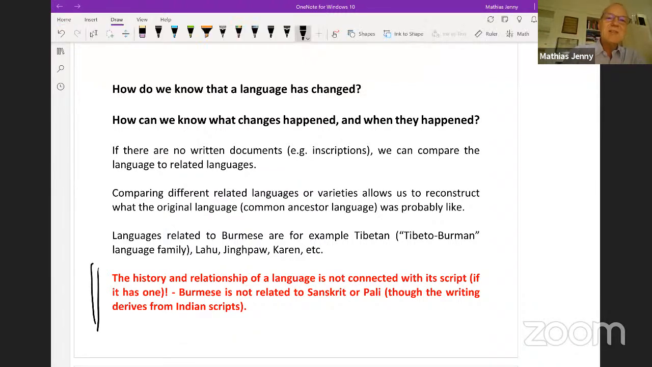Now, one thing that has to be kept in mind that is very important: the language and its relationships are not connected to the script it uses. So Burmese uses an Indian writing system. The Burmese script goes back to a Mon model and to Brahmi South Indian models, but Burmese is not related to Sanskrit or Pali. It's only the writing that comes from India. The Burmese language is different. So many people confuse the writing with the language. So don't get confused with that.